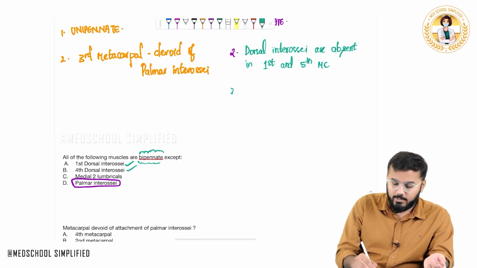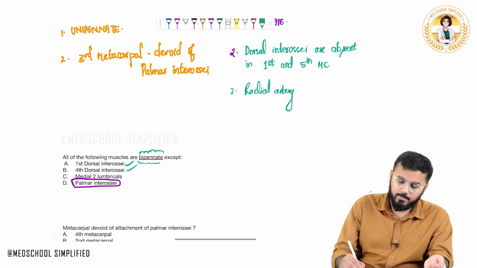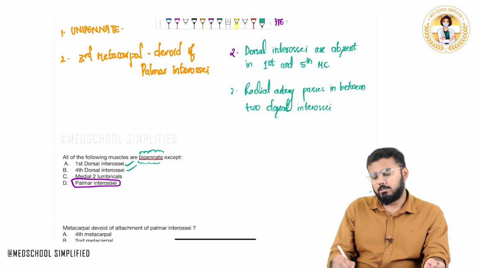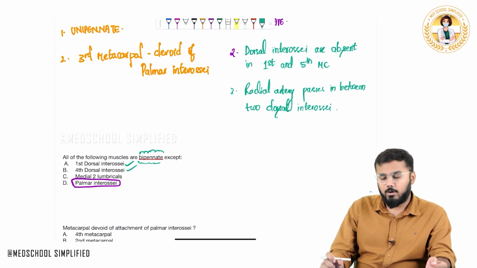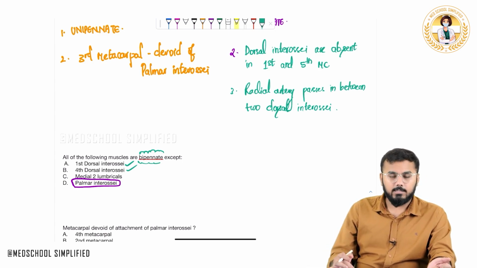I'll mention it anyway. So the radial artery passes in between two dorsal interossei, or you can also say in between the two heads of dorsal interossei. Okay, so that is the same.